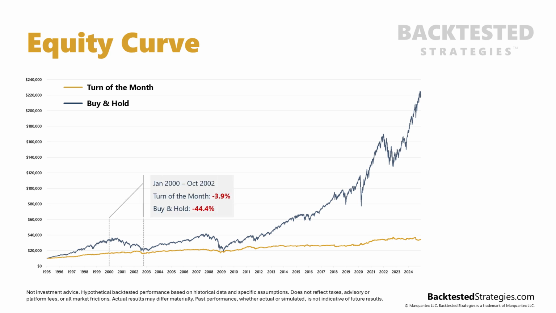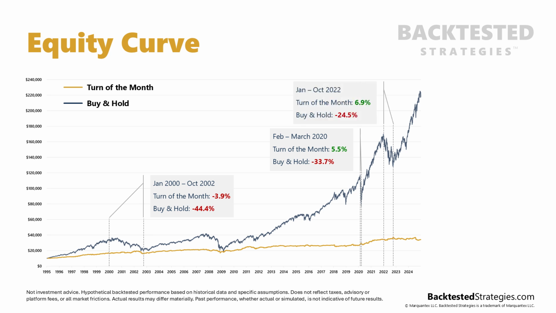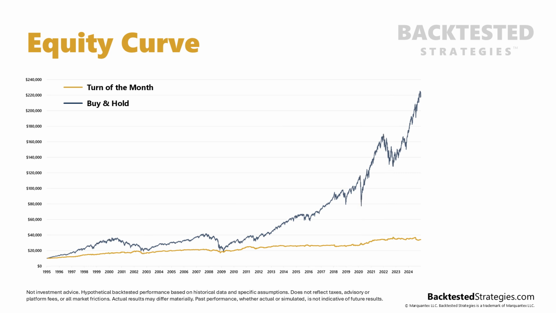From January 2000 to the October 2002 low, monthly turn is only down 3.9%, while buy and hold is down 44.4%. In the COVID air pocket from February to March 2020, monthly turn is up 5.5%, while buy and hold is down 33.7%. And in the January to October 2022 rate shock, monthly turn is up 6.9%, while buy and hold is down 24.5%. Part 2, Missed Melt-ups.